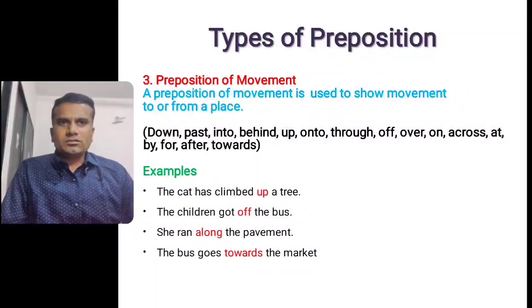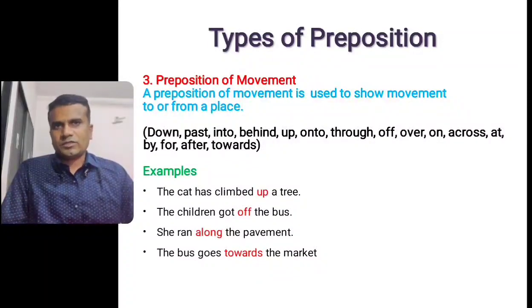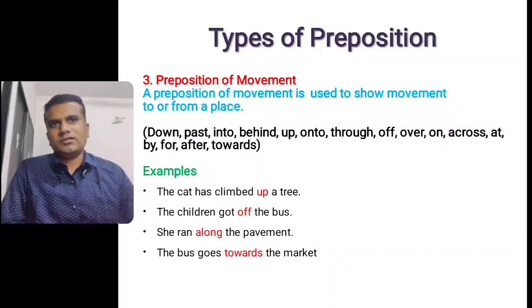She ran along the pavement. Here along is the preposition of movement. And finally: The bus goes towards the market. Here the direction of the bus is shown. It means prepositions of movement are used to talk about the movement to or from a particular place.